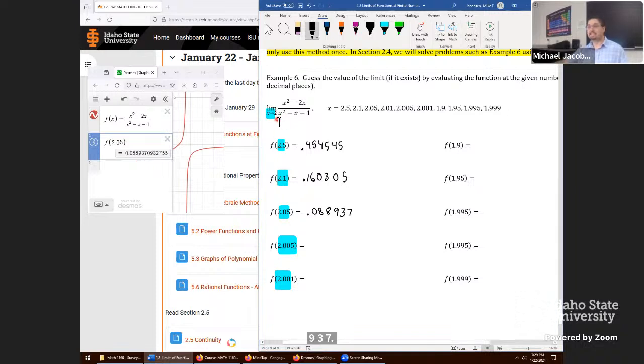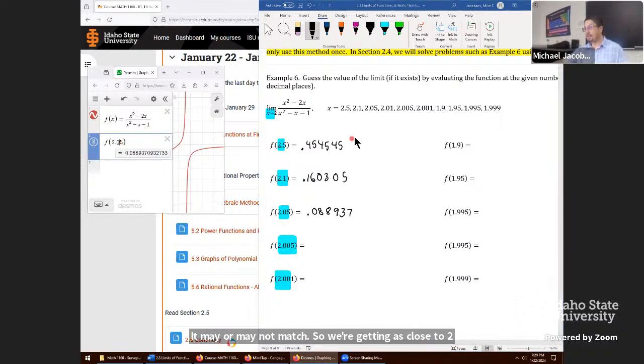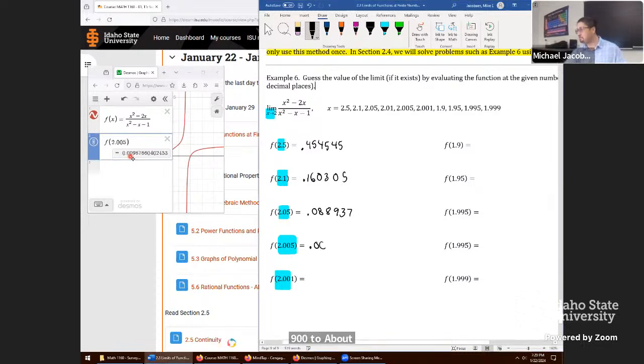For taking the limit as it tends towards 2, the one thing we can't do is plug in 2, because the function value is irrelevant to the limit. It may or may not match. So we're getting as close to 2 as we'd like to get a precise guess. So now let's add an additional 0 here. It went from about 900ths to about 100, so 0.009876. Again, accurate to 6 digits means copy, rounding by truncation, essentially.